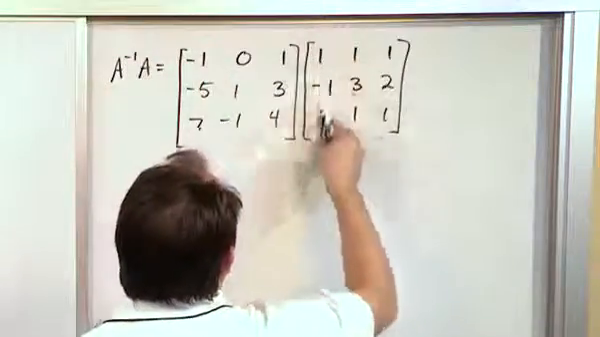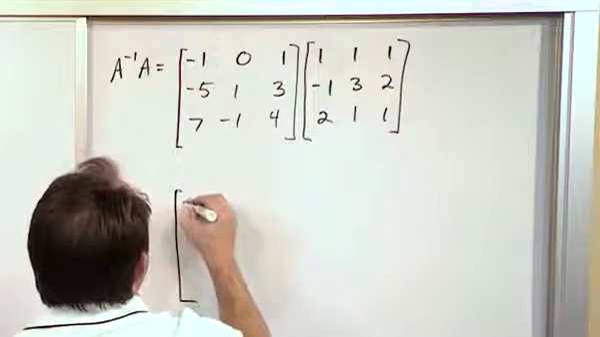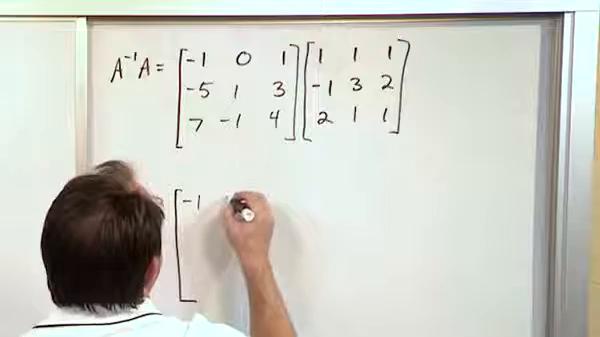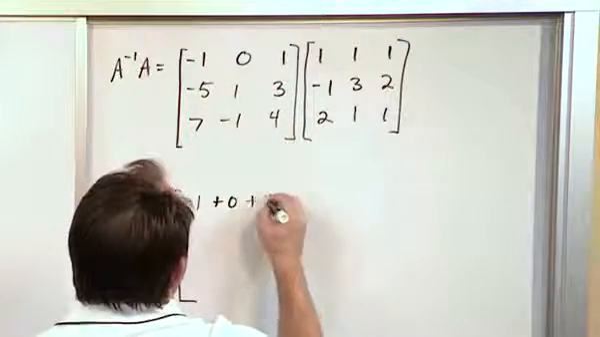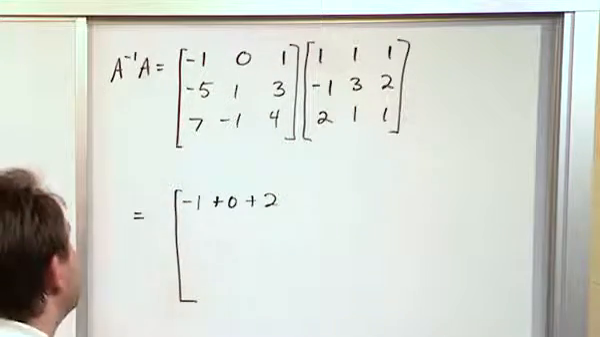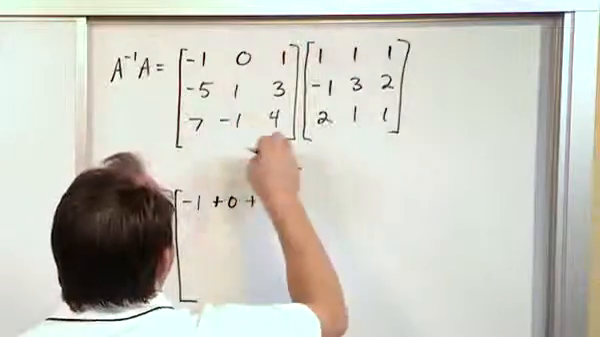So over and down. What I'm going to have is -1 times 1 is going to give me -1. 0 times this is going to give me 0. And then 1 times this is going to give me 2. So see, I've gone over and down. When I sum this up, it's going to be the first element that I have. All right? Now let's go down this way and this way.